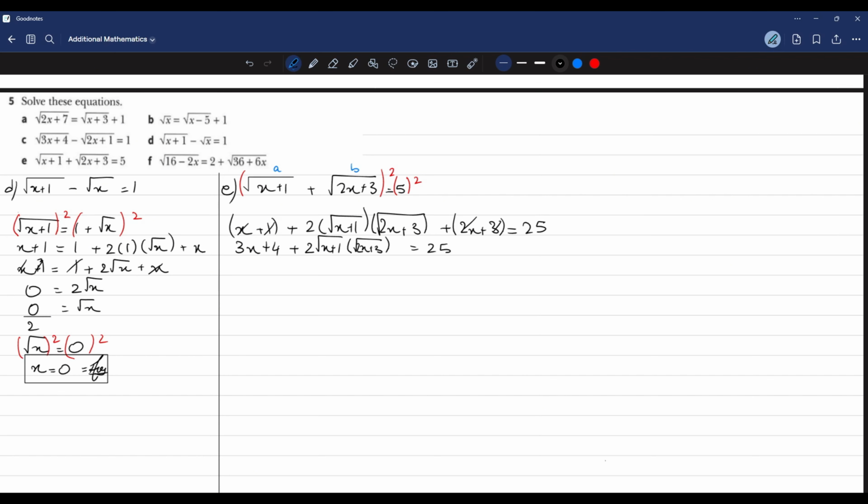Simplify this further. We are going to get 3x plus 4 plus 2 under root of, make it much larger, x plus 1 multiplied by 2x plus 3. I'm going to use the FOIL method. First value multiplied by the first value, we have 2x squared. Outer value multiplied by the outer value, plus 3x. Inner value multiplied by the inner value, plus 2x. And the last value multiplied by the last value is plus 3. And that is equal to 25.